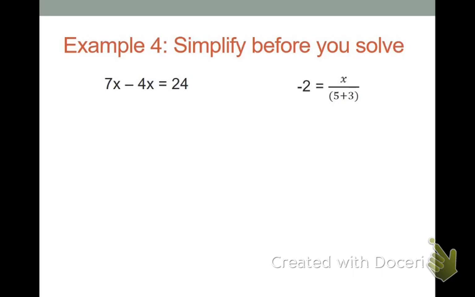I want you on your paper, because I think a lot of you probably could get this before I explain it. Go ahead and try to simplify what you think you're going to be asked to simplify. So you see 7x minus 4x equals 24.